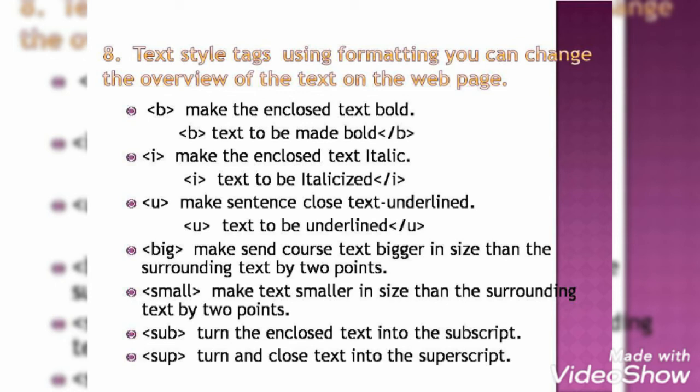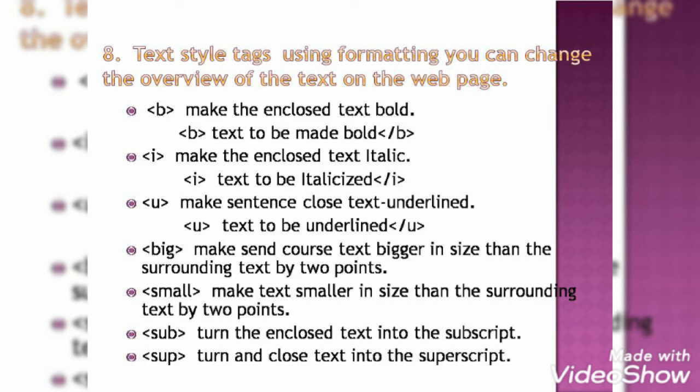U is for underlining the text. Big is to increase the size, small to decrease the size, subscript to bring it down, superscript to bring it above. Subscript means if you want to write H2O or CO2, you can use subscript and superscript. If you want to write in maths 5 square, how will you put the square on 5? You can do that by using the superscript option.